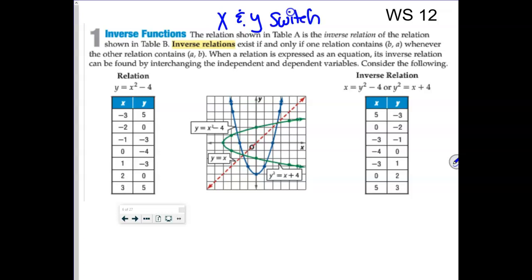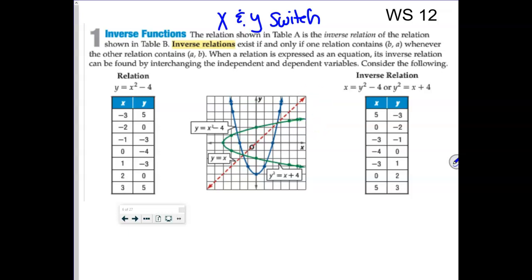If I could have every child in America remember one thing about inverse functions and relations, it's that x and y switch. Because once you realize x and y switch, that opens up everything that is property-based in inverse function land. Because the x's and y's switch, you're going to see a whole lot of things happen.